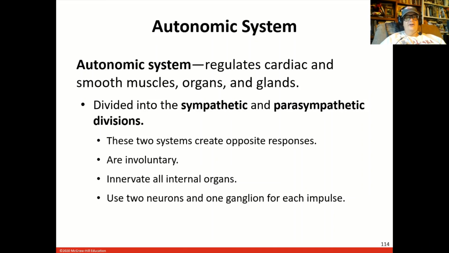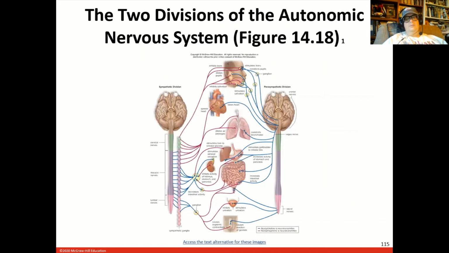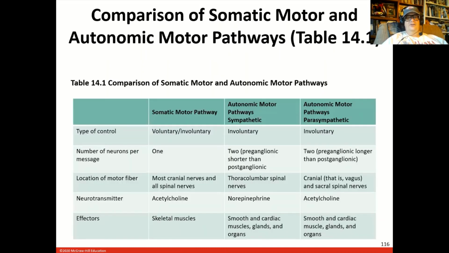So involuntary, they affect the organs, and they involve the use of two neurons and one ganglia for any impulse, whether it's sympathetic and it makes you better at running away, or it's parasympathetic and it makes you better at relaxing and calming down. Either one is going to be two neurons and a ganglia. Remember, ganglia is a collection of cell bodies. So here's an important table. Yes, know the information in this table. I'm going to hit the high points early.